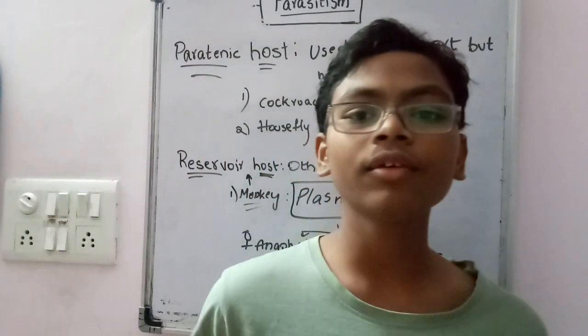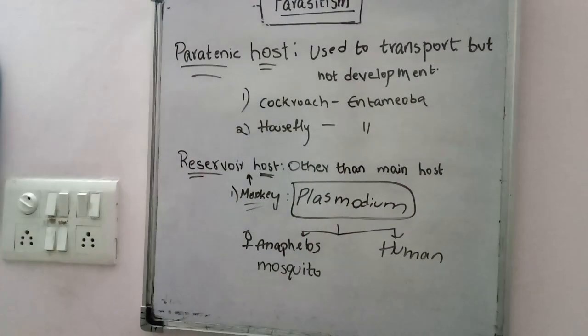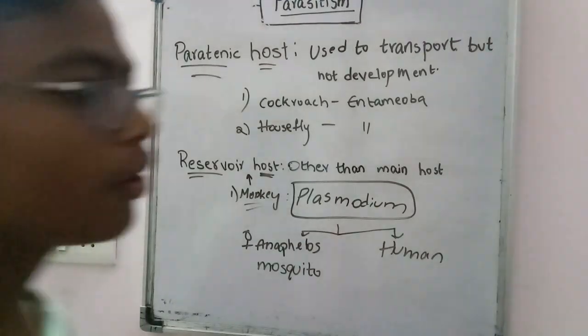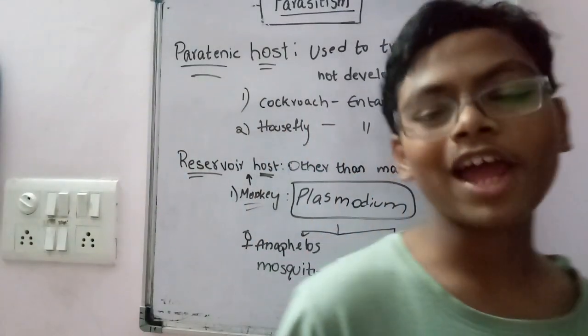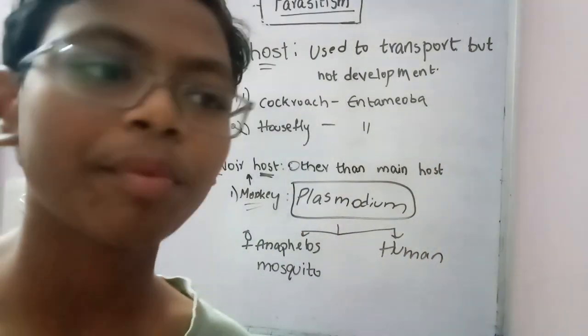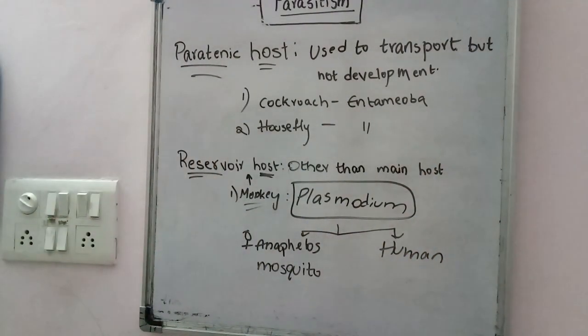So with this I end today's topic and in the coming video we'll continue the types of host, and we'll go into the next topic, which is called parasitic adaptation. So what do the parasites do to protect themselves, and what are their habits? So I think you guys understood the topic.